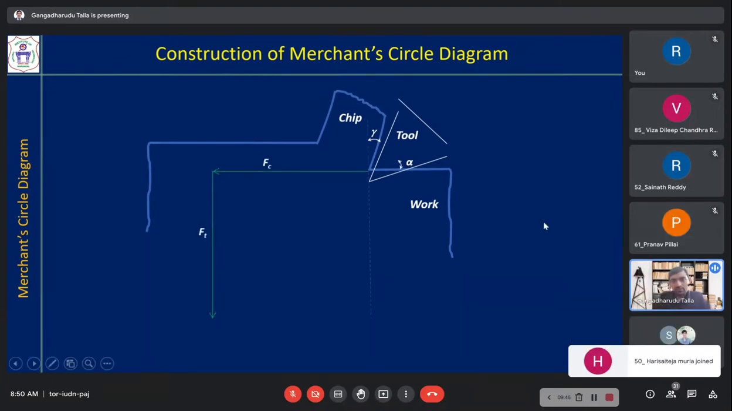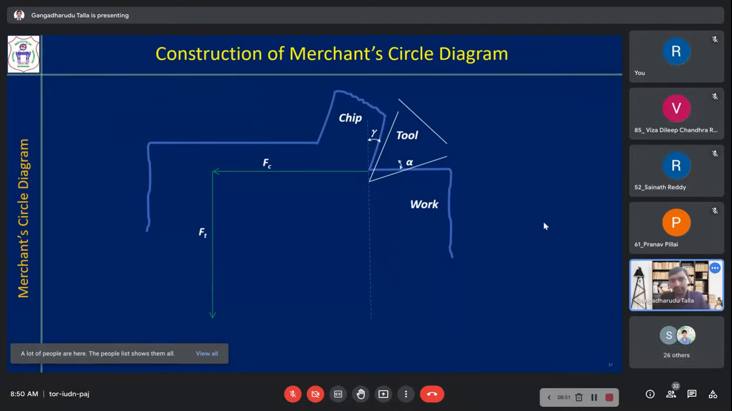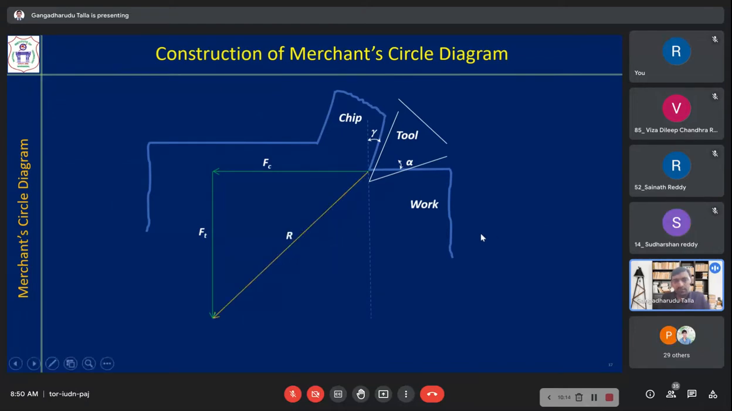So the first thing you will do is, if Fc and Ft are given, you will draw them like this. You will convert Fc into some scale, and Ft also. Based on that, you will draw one horizontal line based on the quantity of Fc, then one vertical line related to the quantity of Ft. Then you join those ends and you form this right angle triangle.